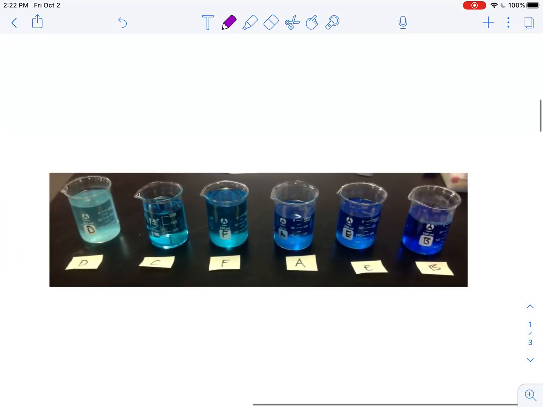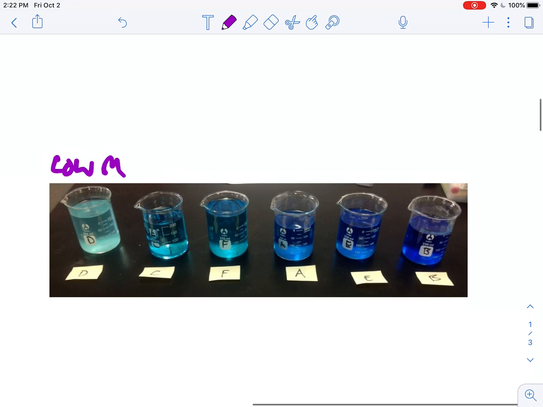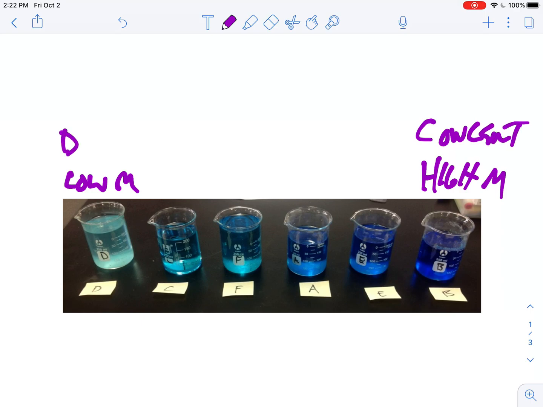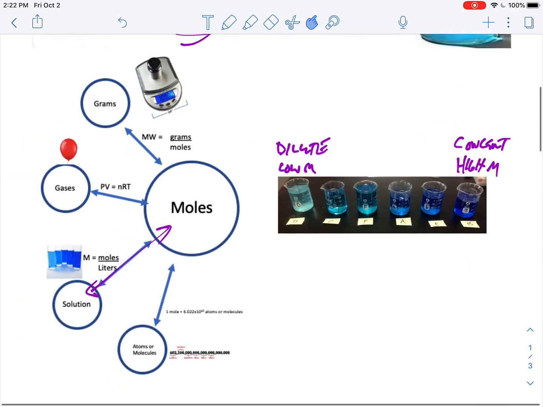As evidenced by this string of different pictures with these different letters in front of them, you can see that these solutions are of different molarities. This one here is of low molarity. This one here is of high molarity. This one here is concentrated. And this one here is dilute. So what we've got going on here is different possible concentrations.